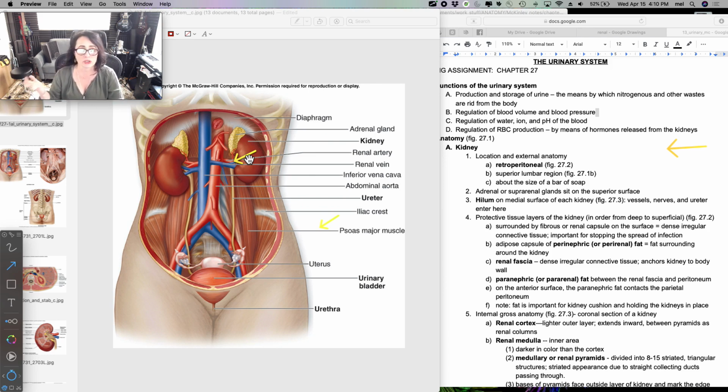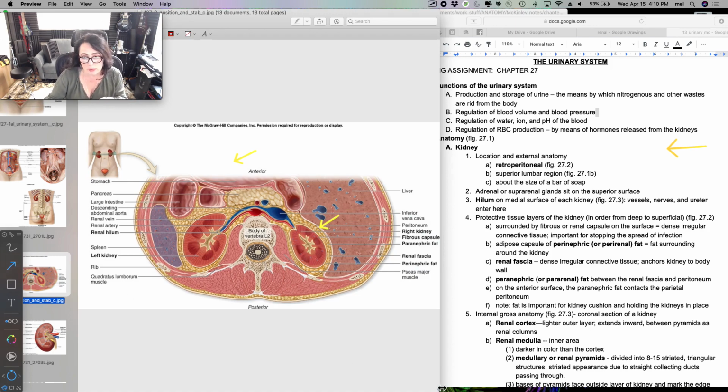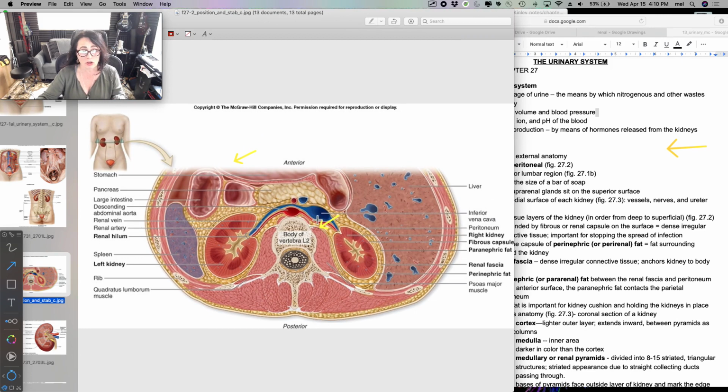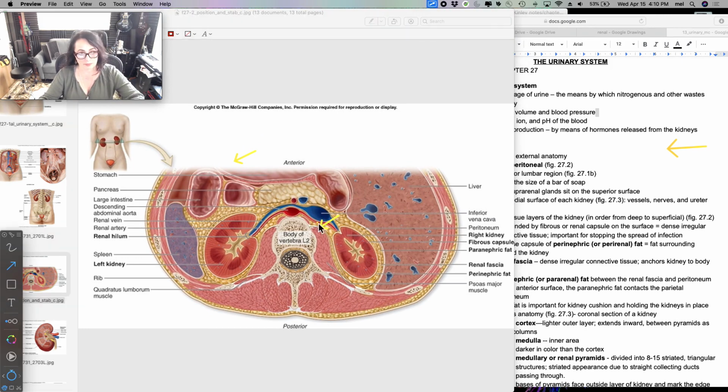And then if we start to look at the protective layers that are around the kidney, we're going to do a cross section through the kidney right here, and we're going to look back at this figure from here. I'm going to blow it up for you so that you can follow along with where we are, and it's a little hard to see. Okay, so let us start at the kidney itself.